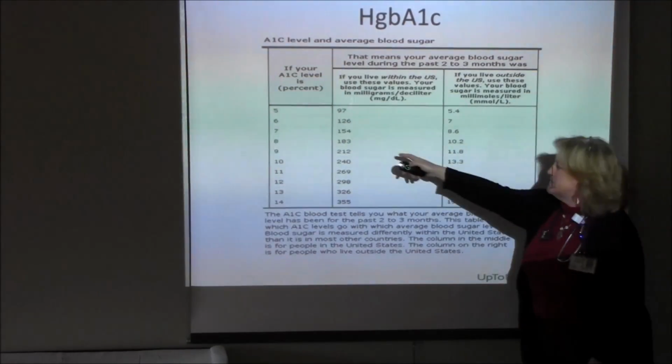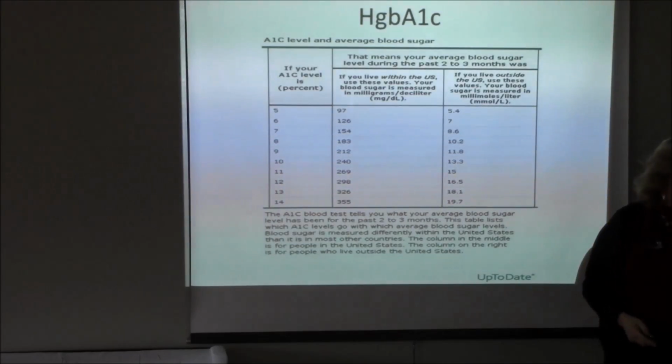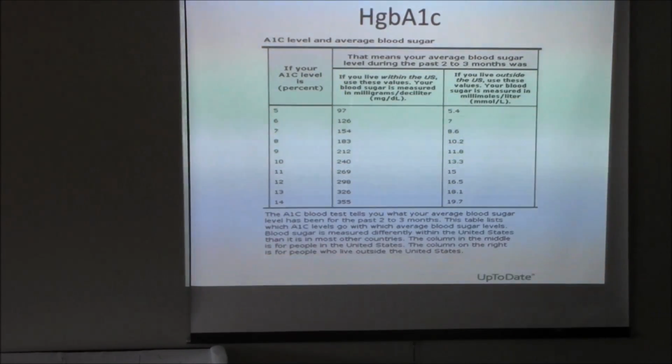So you can see that if we want them to be around a 7 or under, we want their blood sugar to average about 154. That means they're high after eating and they're low when they wake up, an average of 154. That's not a whole lot.